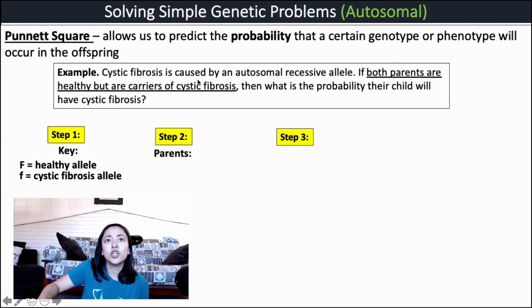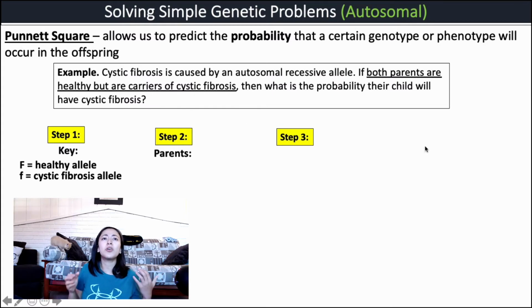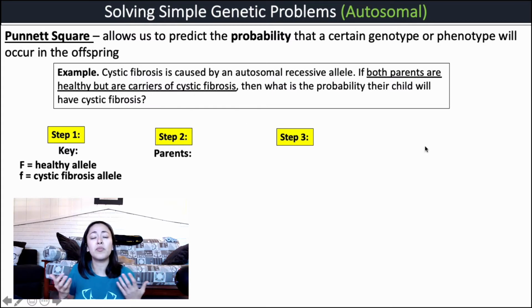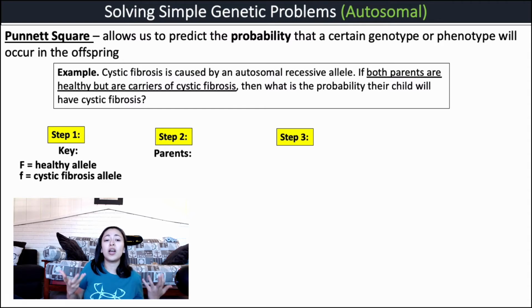Cystic fibrosis is caused by an autosomal recessive allele. So it's already telling you that it's caused by a recessive allele. That information is going to be given to you. If both parents are healthy but are carriers of cystic fibrosis, then what is the probability their child will have cystic fibrosis? Okay, so we're trying to figure out if both parents are carriers of cystic fibrosis, what's the probability that their child would actually have cystic fibrosis?